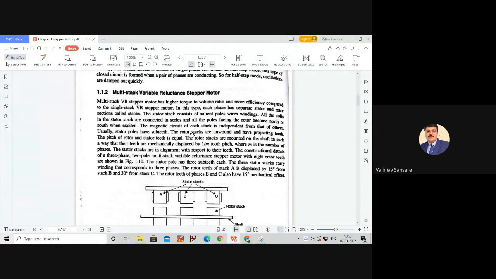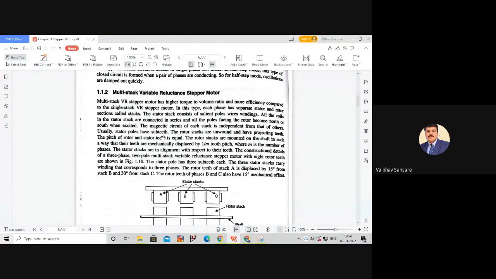The multi-stack variable stepper motor is generally used for high torque because it has a high torque to volume ratio, and it has more efficiency as compared to a single stack stepper motor. Now in this particular type of stepper motor, each phase has a separate stator and a rotor, which is known as a stack, and they are connected. Okay, so every phase has a separate rotor and stator. That particular combination is known as a stack.